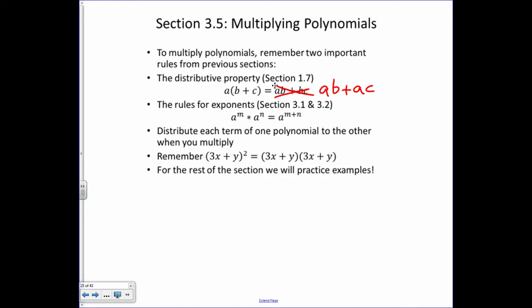One thing to remember is that if we have something like 3x plus y squared, anything raised to the square just means to multiply it times itself. And so this is just 3x plus y times 3x plus y. We'll see more with this in a few examples. For the rest of this section, we're just going to practice this idea of multiplying polynomials.